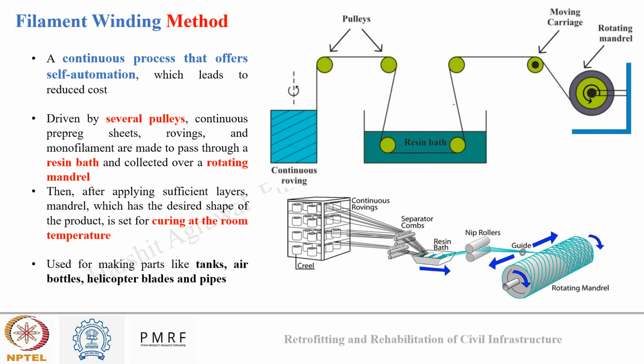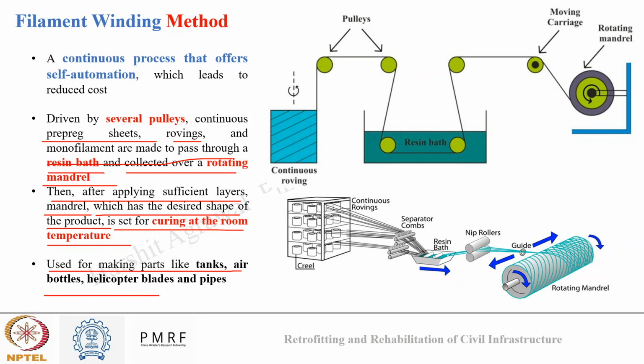So it is a continuous process that offers automation which leads to reduced cost. In this, my fibers are driven by several pulleys through continuous pre-preg sheets, rovings and monofilaments. Continuous sheets and monofilaments are made to pass through a resin bath and they are collected over a rotating mandrel. Then after applying sufficient layers on the mandrel, which has the desired shape of the product, it is set for curing at room temperature. Okay, once my mandrel has sufficient layers of FRP composite, I will stop the process and I will cure the mandrel.